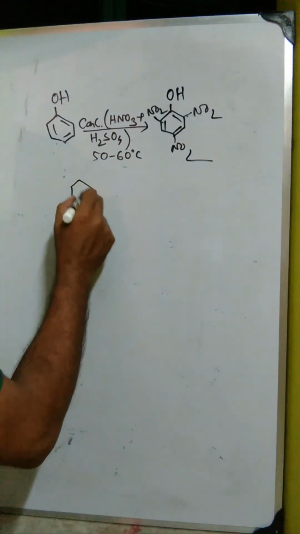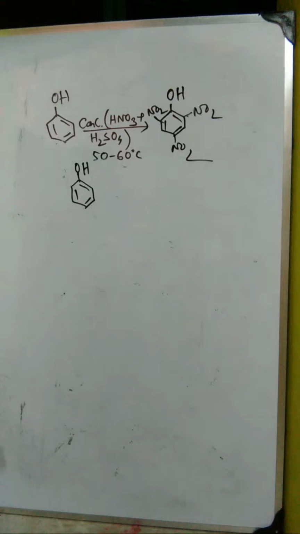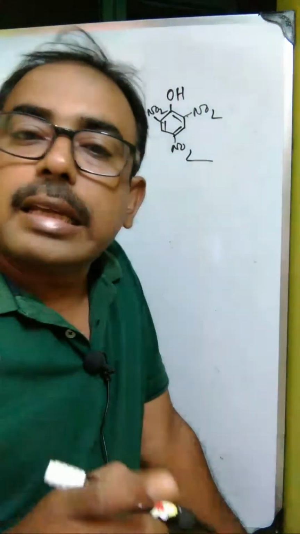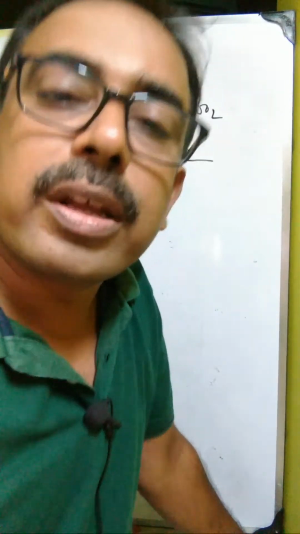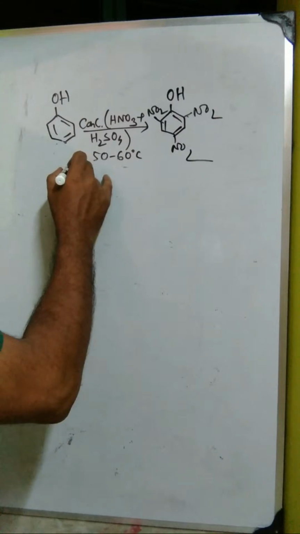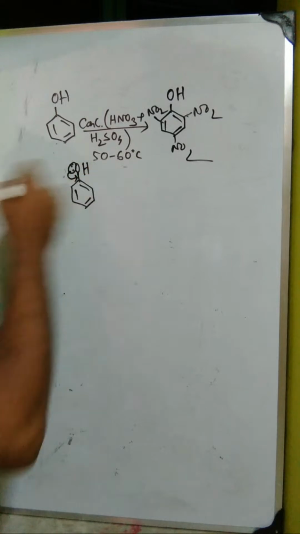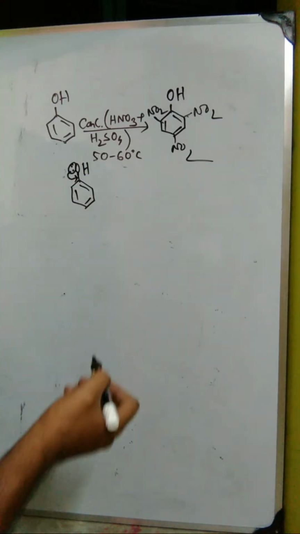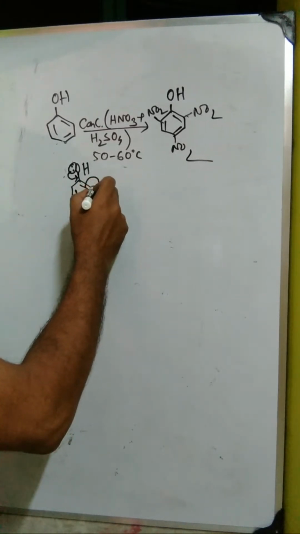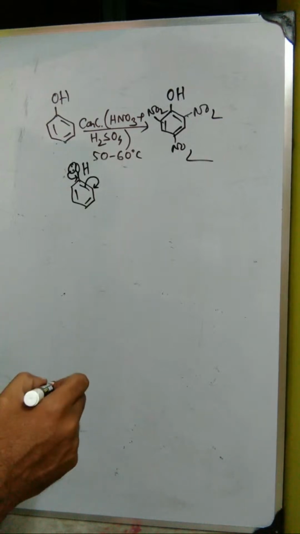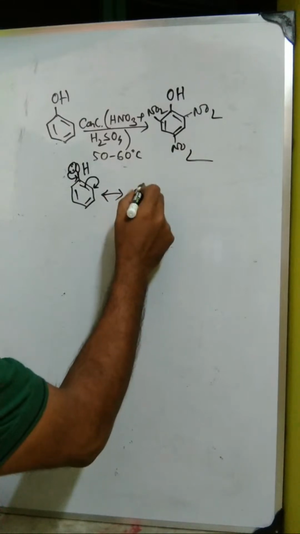In phenol, oxygen has a lone pair of electrons, and that lone pair can easily get delocalized into the benzene ring through resonance. How? Oxygen makes a pi bond, that is, a double bond here. Carbon would then have five bonds, which is not possible, so one of the pi bonds has to be broken, and this pi bond shifts onto this carbon atom, giving it a negative charge. So the resonating structure of phenol is like that.